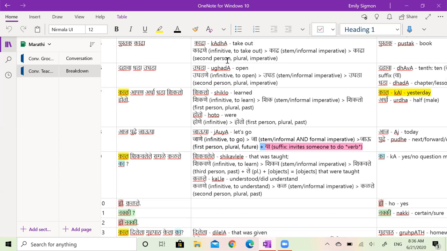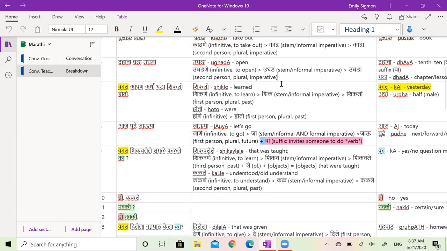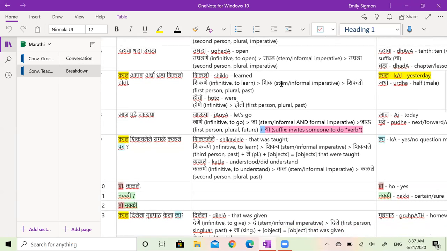Dhava ughada. Dhara is chapter, and dhava is, so dha is 10, and adding the va makes it 10th. So 10th chapter. Ughada, so open up, again in the same imperative formal plural form. Do you want me to remove the spell check thingies? Oh, it's okay for now. Rohan was offering to take off the spell check.